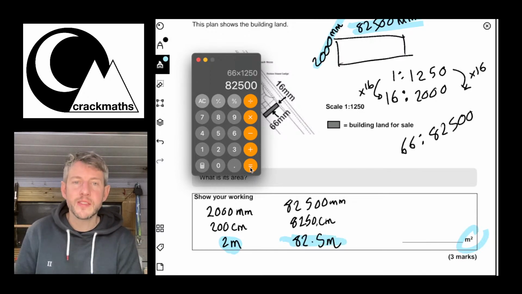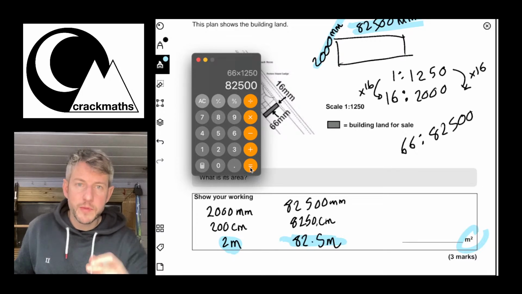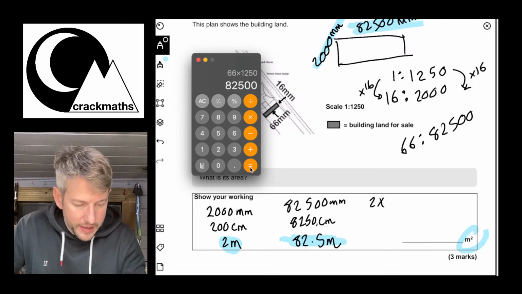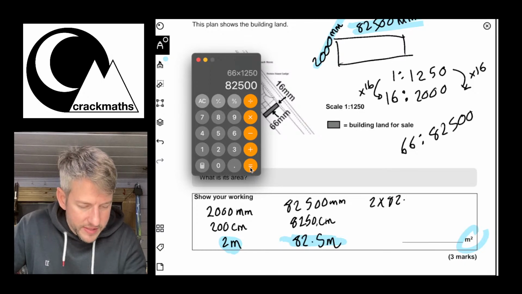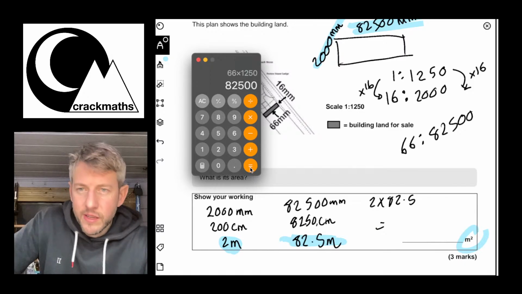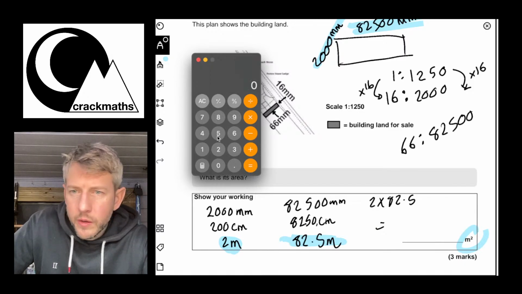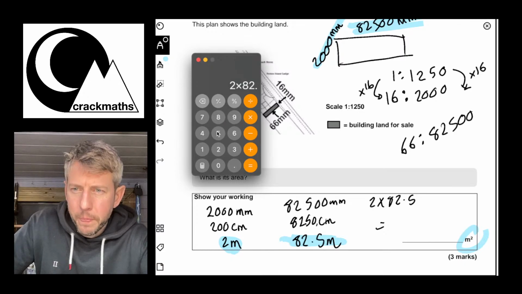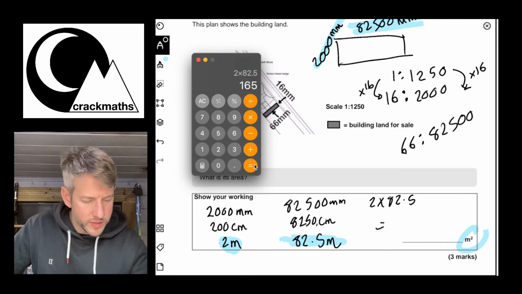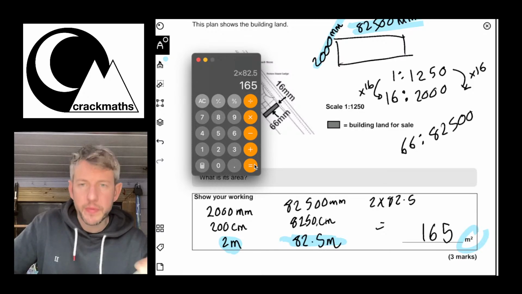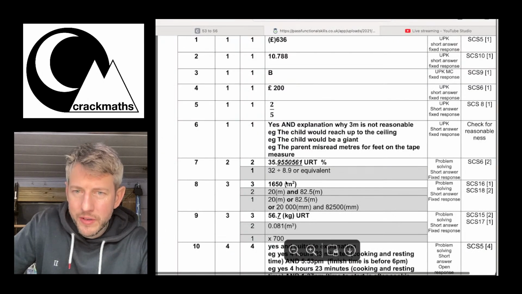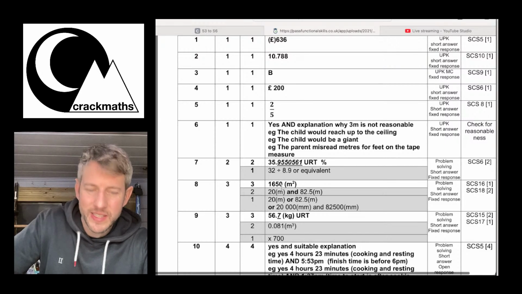Now, as we discussed, the area of the rectangle is length times width. So I just need to times these two things together and make a note that I'm doing that, just so the examiner can see what I've done in case I go wrong. So here we go. 2 times 82.5. And this equals 165 meters squared. Okay, right, let's double check, because there was loads of space we could have gone wrong there, but hopefully we haven't. Yay, there we go, 3 marks for 106.